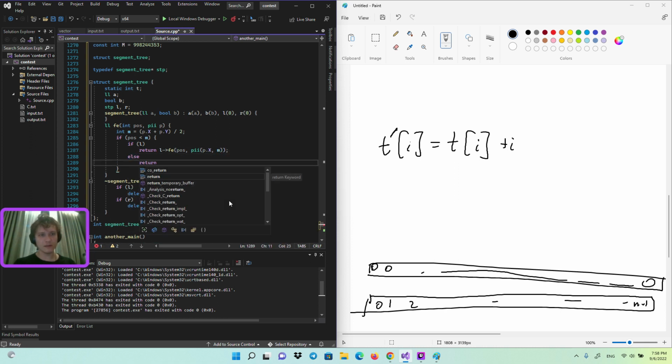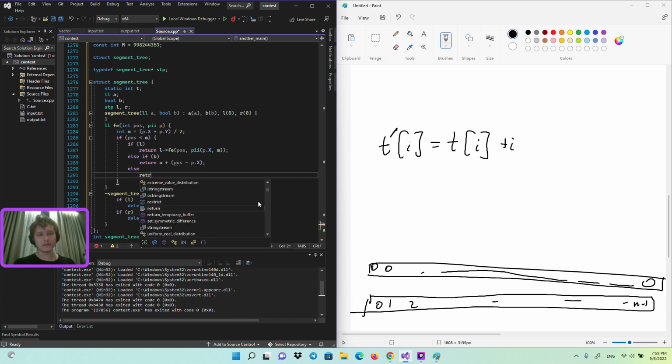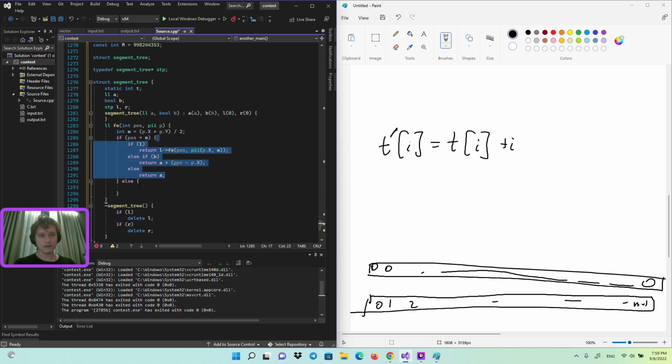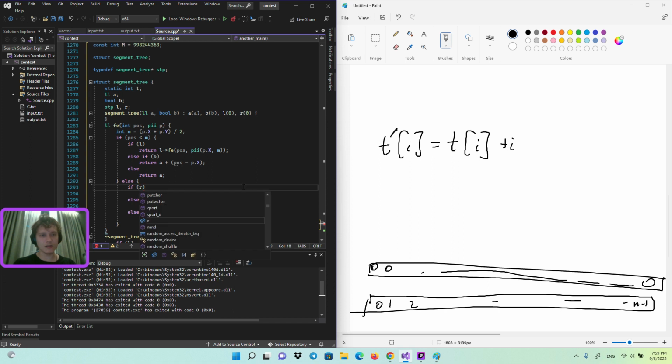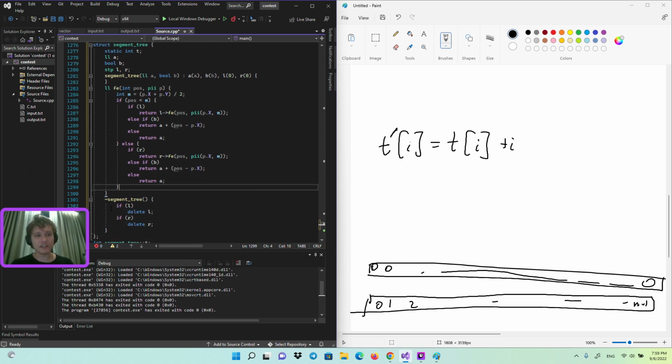Else return A plus, else if B, return A plus pos minus PX, else return A. Else, if R, return R find element, else if B return this, else return this. Excellent. Okay, we have written this function.